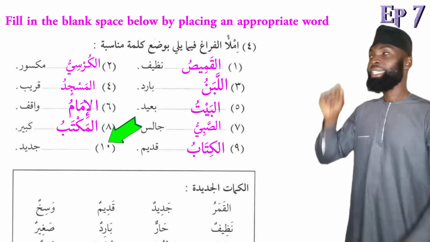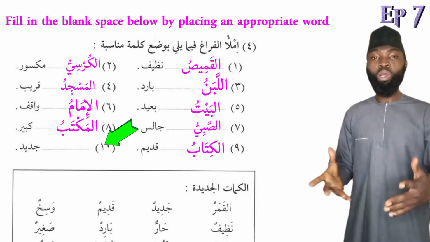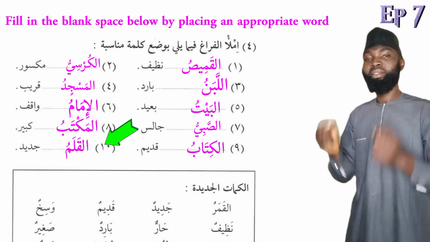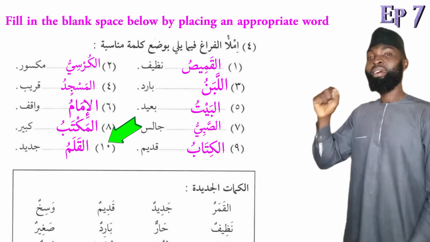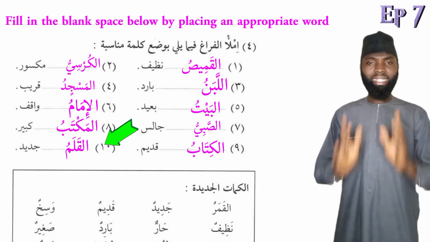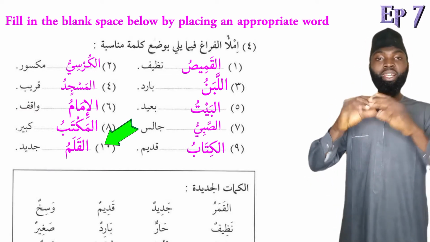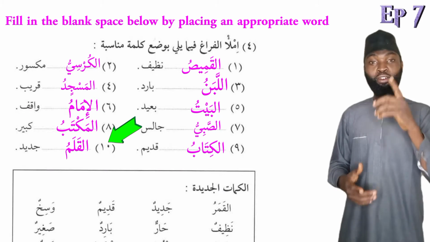Lastly, we have number 10, jadidun. Jadidun means new. What is new? We can also say al-qalamu jadidun, the pen is new. So I said provide your own words so that you know if you really understand this. May Allah make it easy for us.